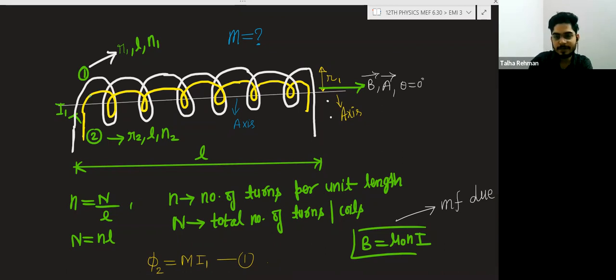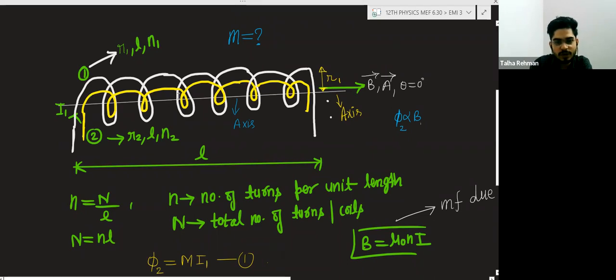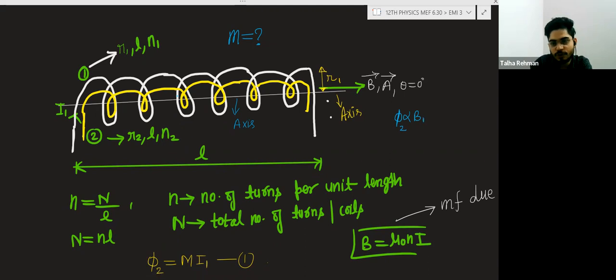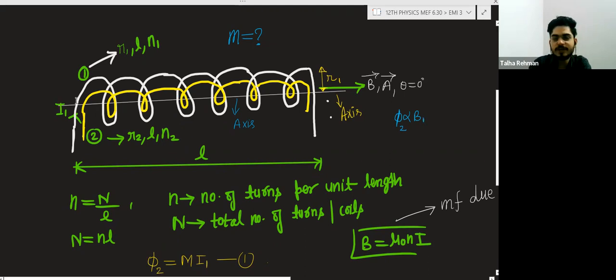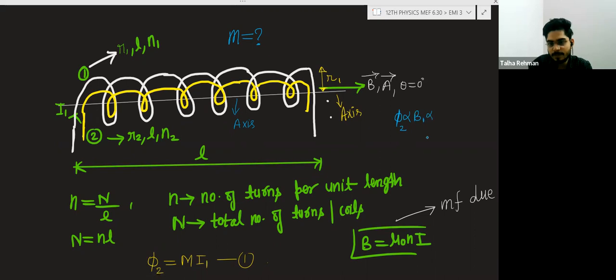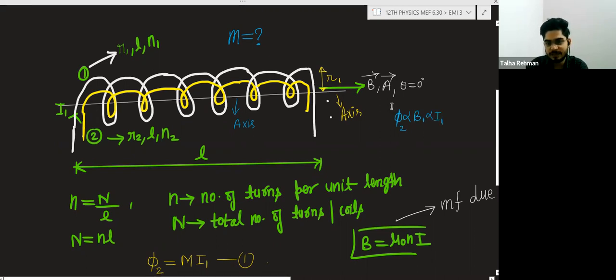We know that the magnetic flux is directly proportional to the magnetic field. Here the magnetic flux linked with coil number 2, the yellow color coil, will be directly proportional to the magnetic field produced by coil 1 or solenoid 1. This magnetic field is decreasing, and it is directly proportional to current I1. So we can write this thing here.